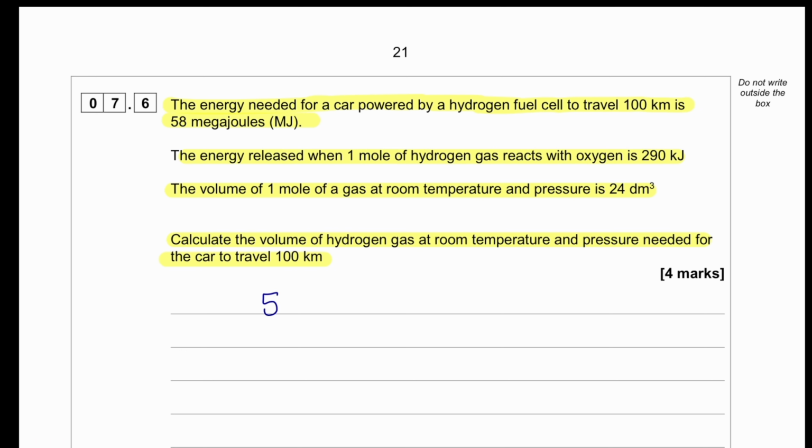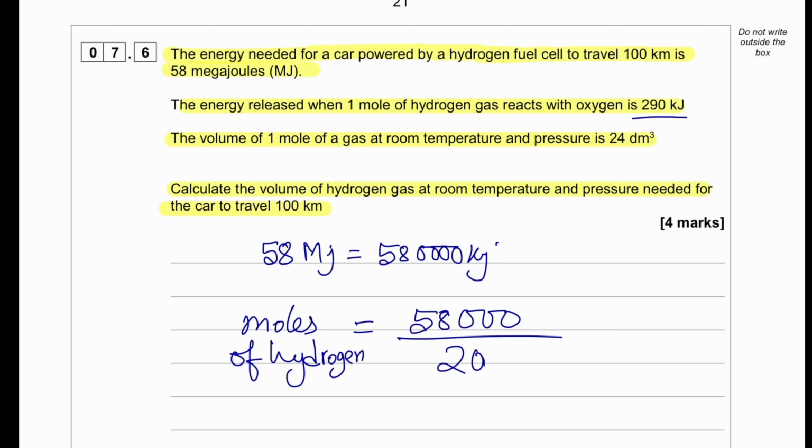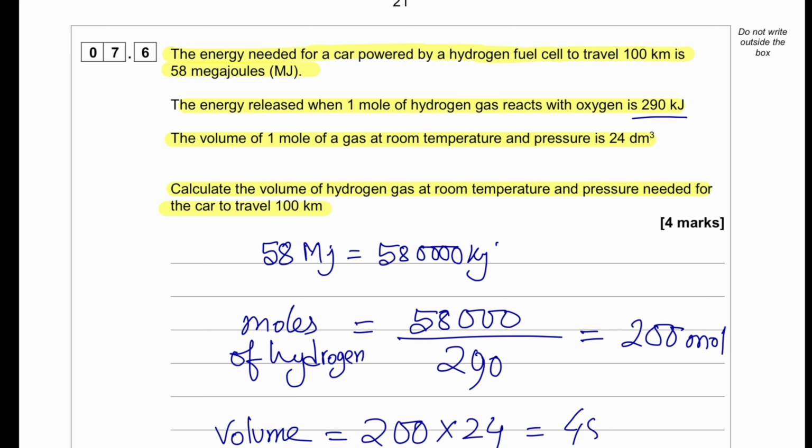So 58 megajoules is equal to 58,000 kilojoules. All right. Since we require 290 kilojoules per mole, moles of hydrogen equals 58,000 kilojoules divided by 290 kilojoules. This gives us 200 moles of hydrogen. So the volume is equal to 200 times 24, which is 4,800.